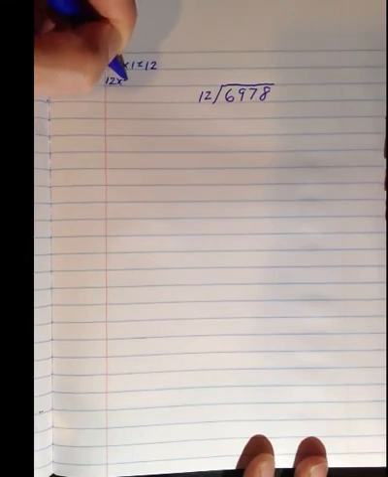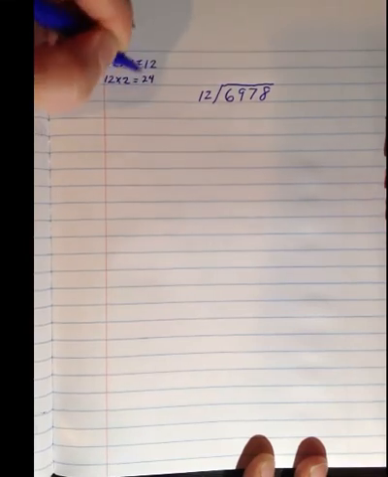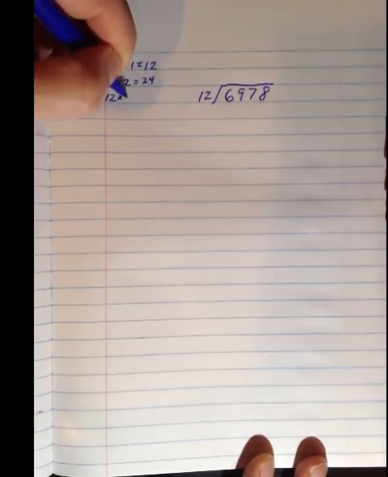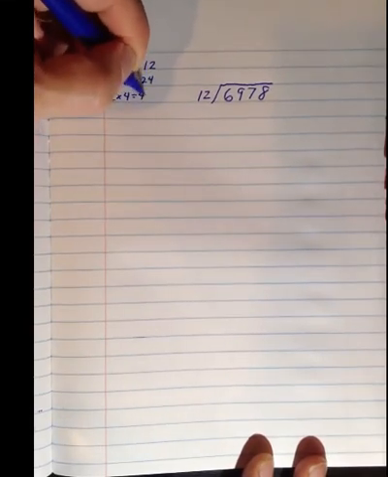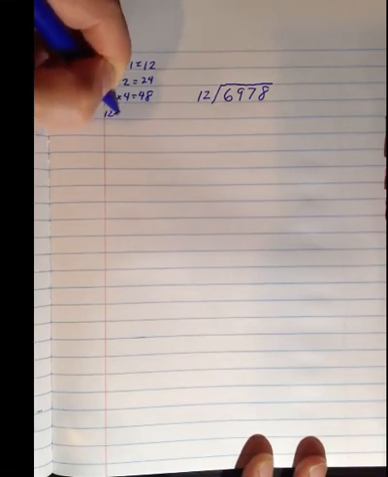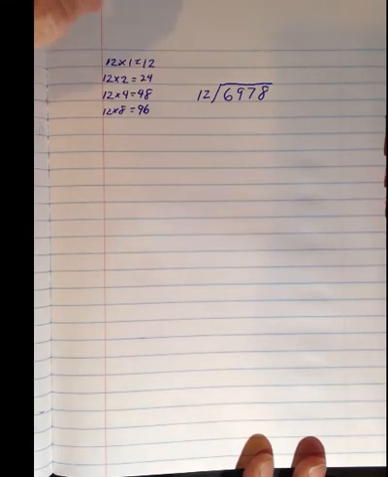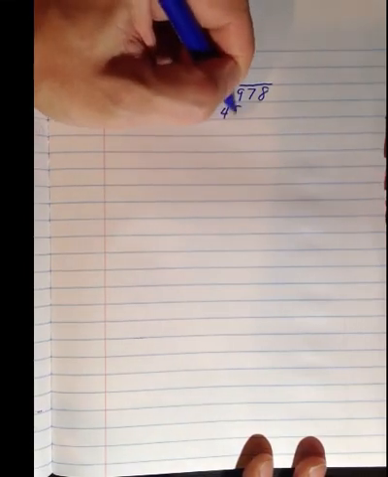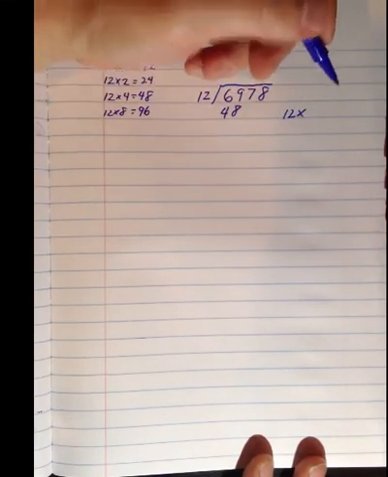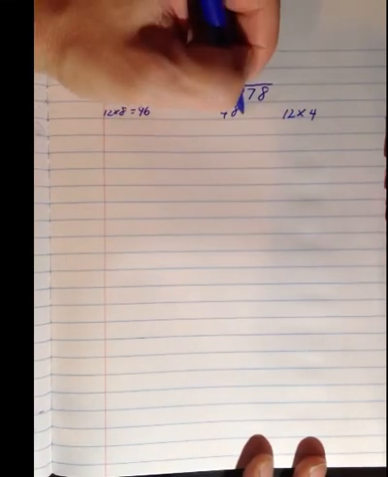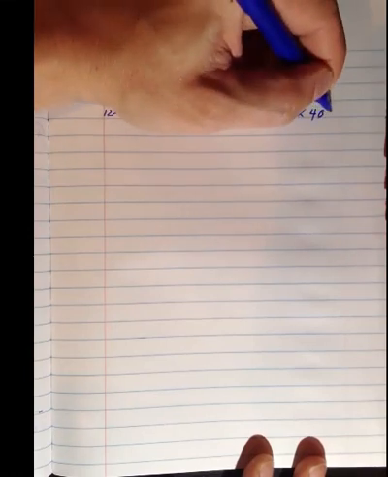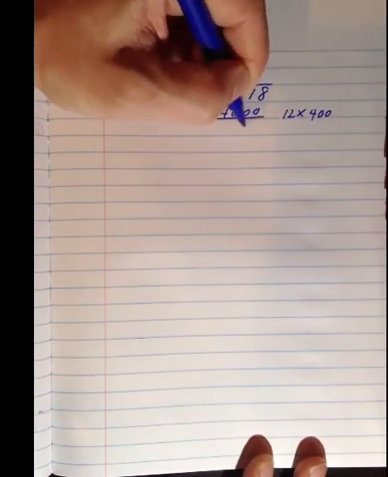So we make our key. 12 times 1 is 12. 12 times 2 is 24. 12 times 4 is 48. And 12 times 8 is 96. We always make 1 group, 2 groups, 4 groups, and 8 groups, each time doubling. So 48 will fit underneath the 69. That's 4 groups of 12. We quickly multiply that by 100 for 400 groups of 12.